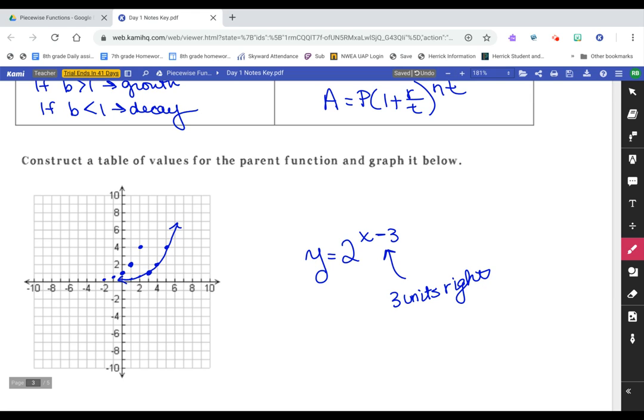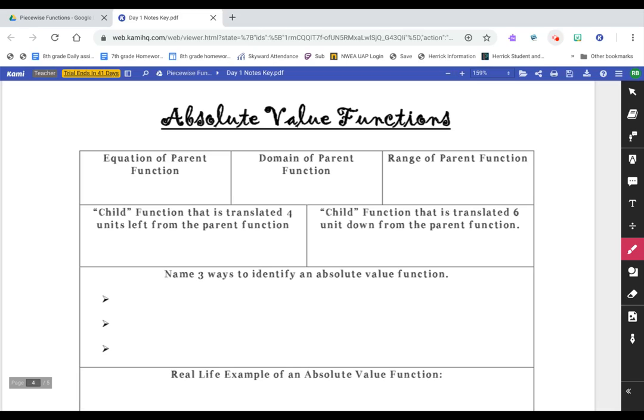Okay, we have a couple more to go over. The equation for the parent function of the absolute value would be y is equal to the absolute value of x. And if we were going to graph this, for this parent function, your vertex would be at 0, 0. And then if you have 1 as x, the absolute value of 1 is 1. The absolute value of 2 would be 2. Absolute value of 3 would be 3. And then the same thing is going to happen on the left side.